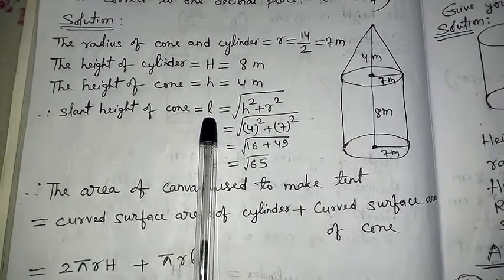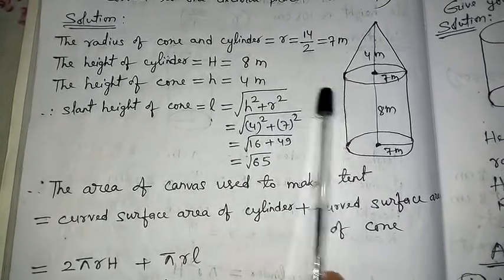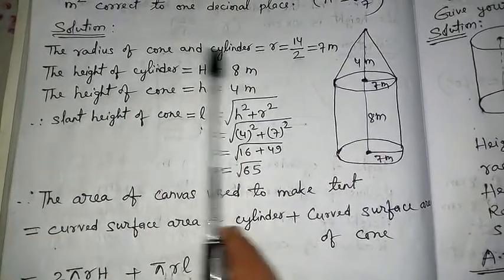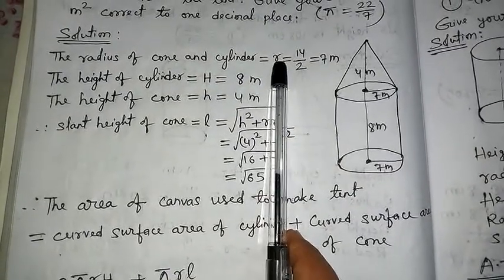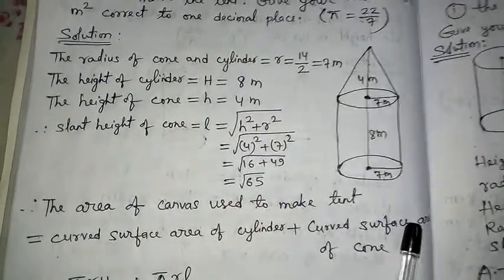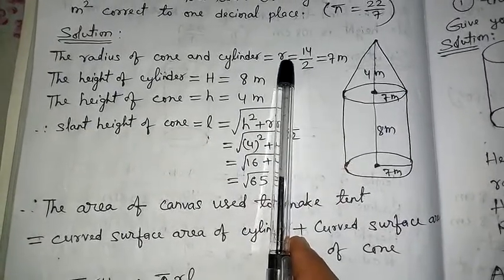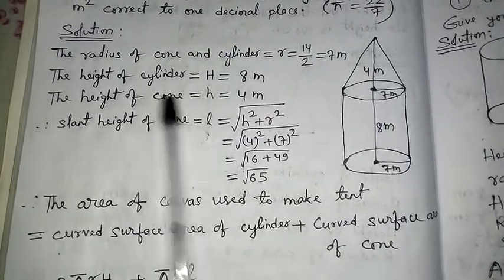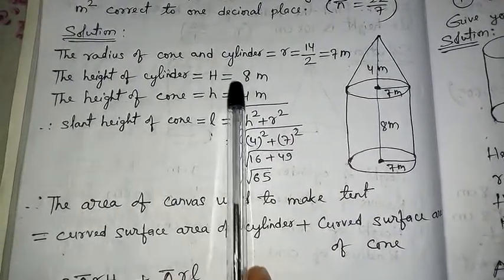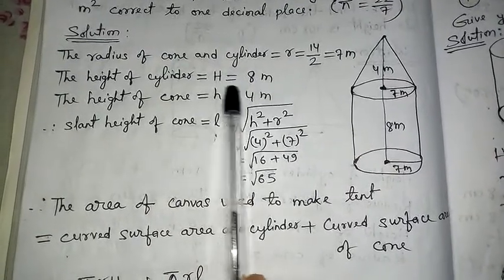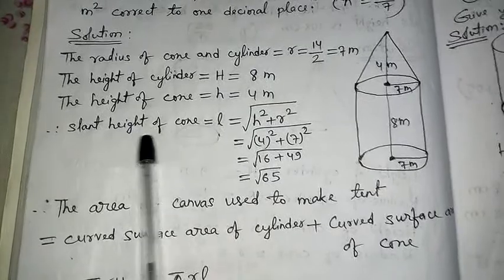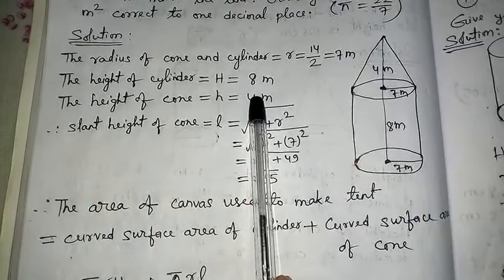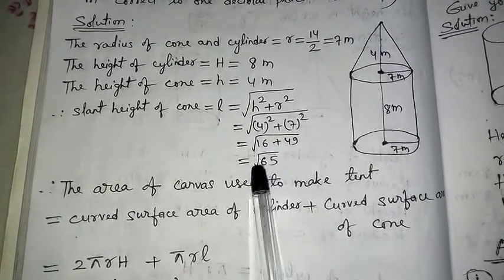Now to find l, the formula is the square root of h square plus r square. Here the radius of the cone and cylinder is equal, so I wrote small r, and that is 14 by 2, which is 7. If it had been different, I would use capital R and small r, but both are the same, so I used a common r for both of them. Now the height of the cylinder and the height of the cone are different, so capital H and small h, here 8 and 4. One is for the cylinder, one is for the cone. Now I am going to find the slant height of the cone, that is the square root of h square plus r square. 4 square, 7 square, root 65.